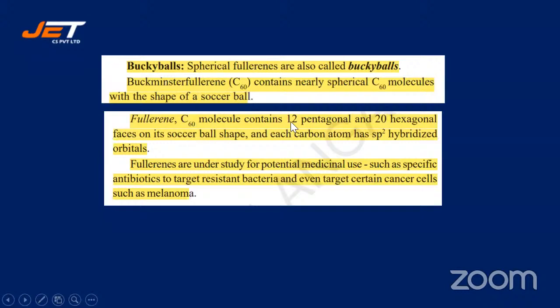The fullerene C60 molecule contains 12 pentagonal and 20 hexagonal faces on its soccer ball shape, and each carbon atom has sp2 hybridized orbitals. It is under study for potential medicinal use, such as specific antibiotics to target resistant bacteria and even to target certain cancer cells, such as melanoma.